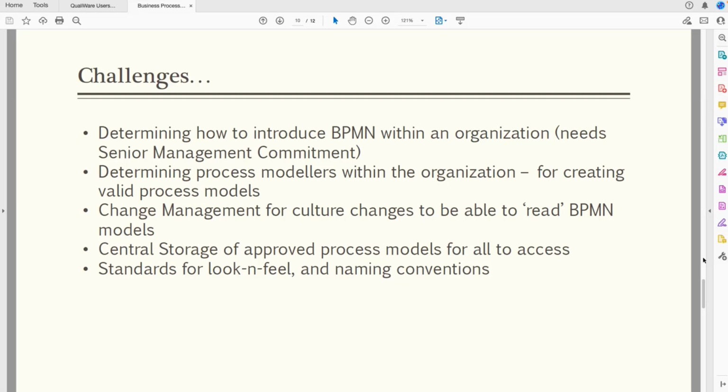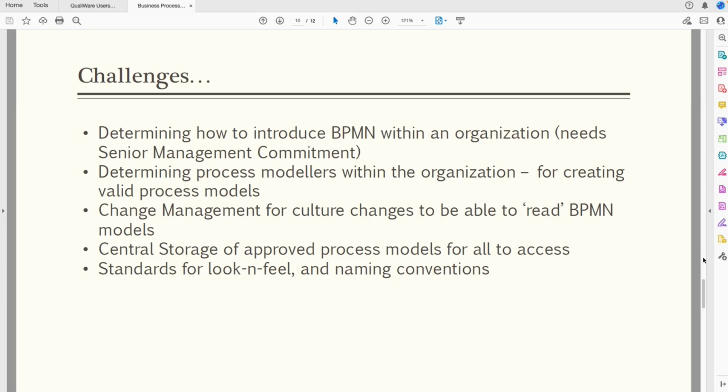Change management for culture changes to be able to read BPMN models. So that change management, we're not talking ITIL change management, but people, getting into that change management culture. How are we going to do this? Are we going to do handouts, lunch and learn type sessions, that type of thing, to really get that BPMN word out so that the organization can be able to read those models.